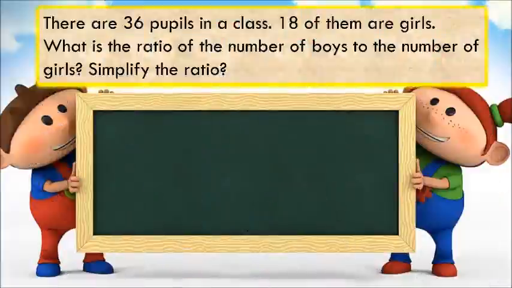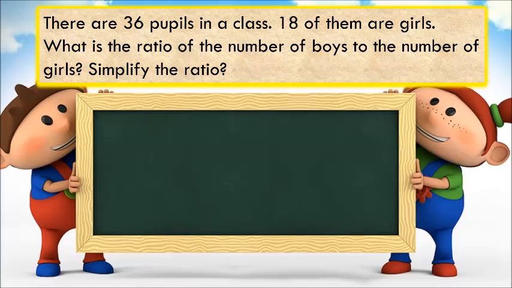So let's read the problem. There are 36 pupils in a class. 18 of them are girls. What is the ratio of the number of boys to the number of girls? Simplify the ratio.